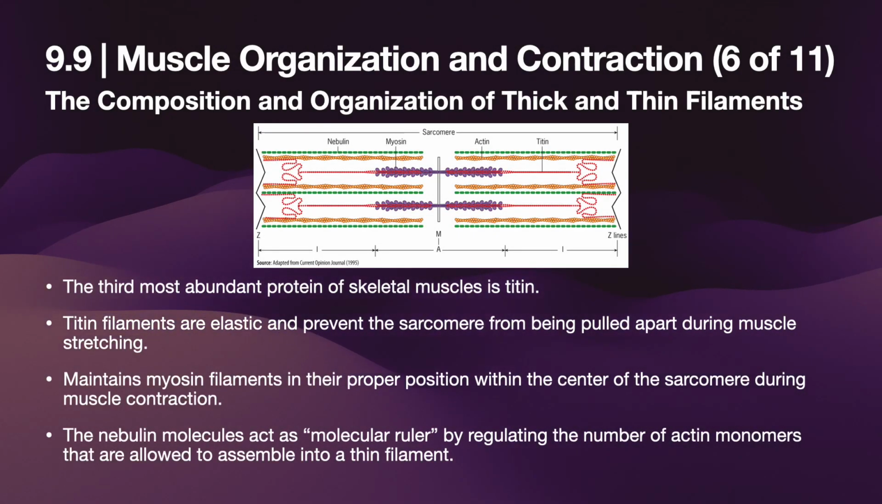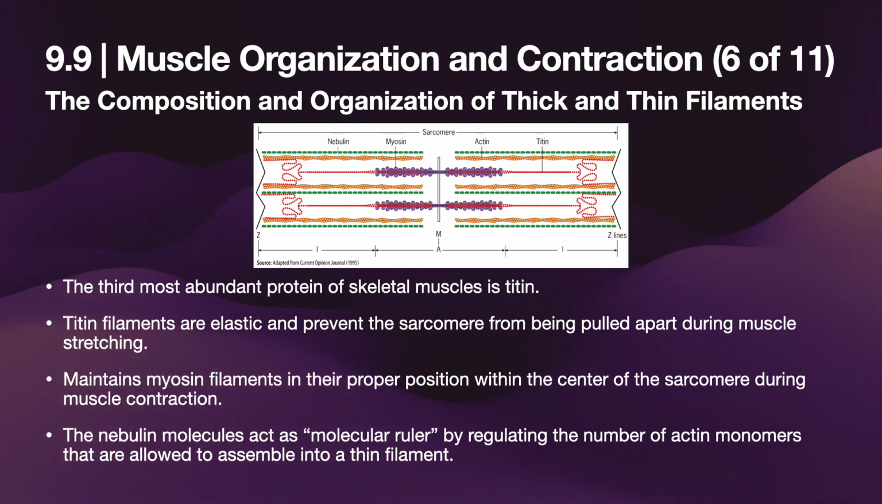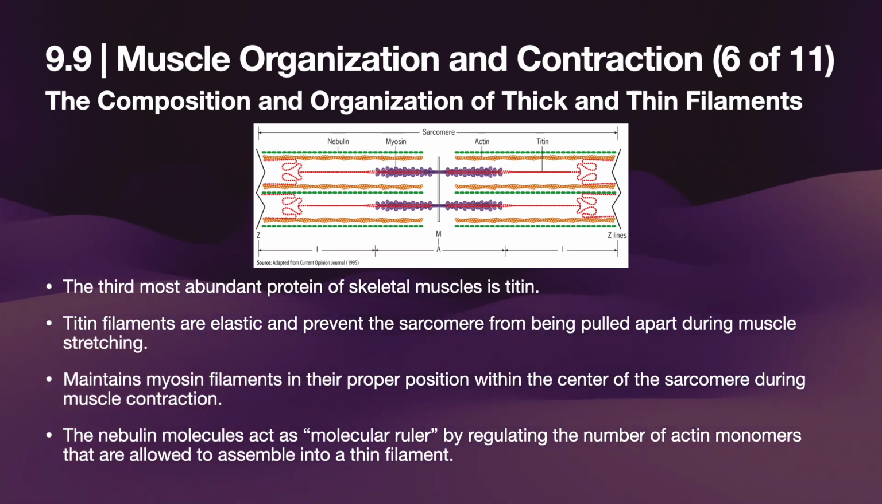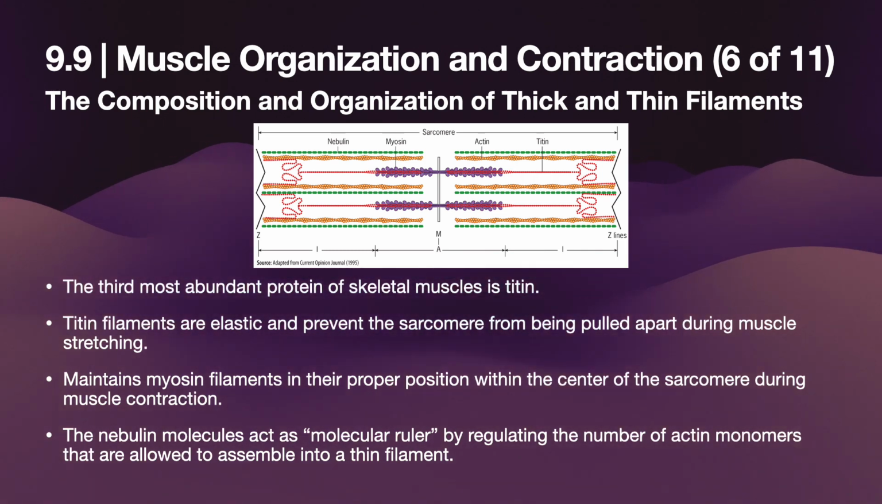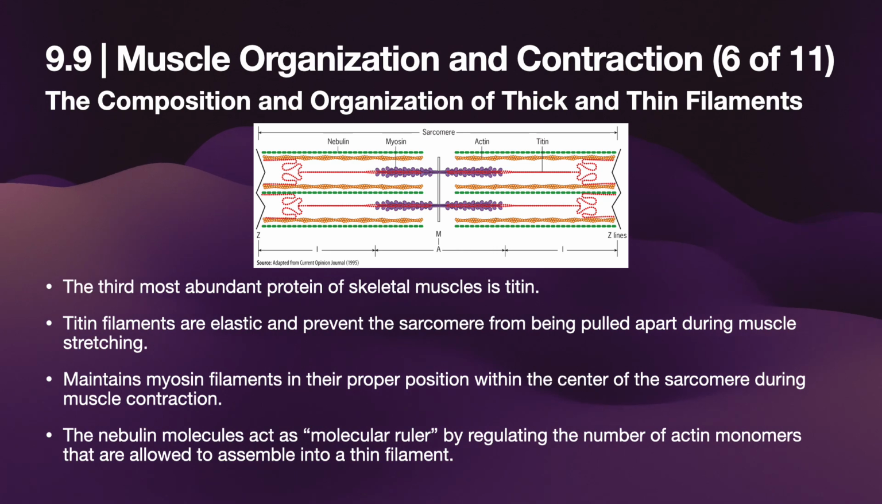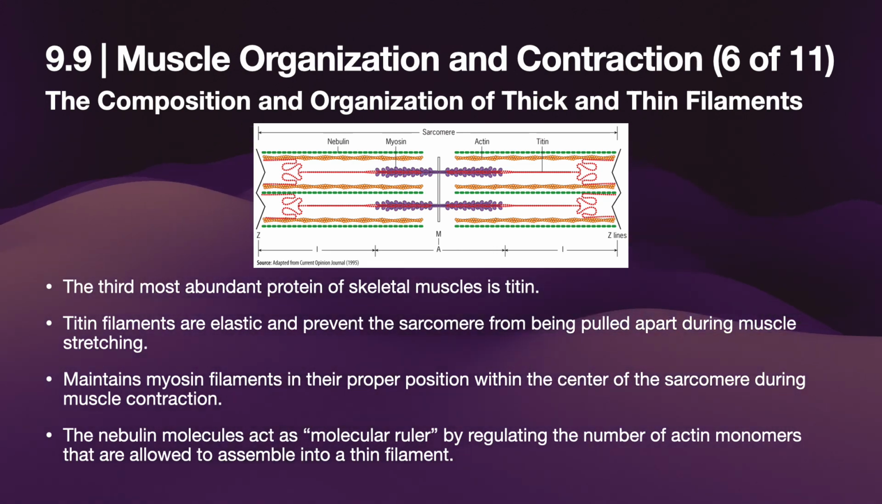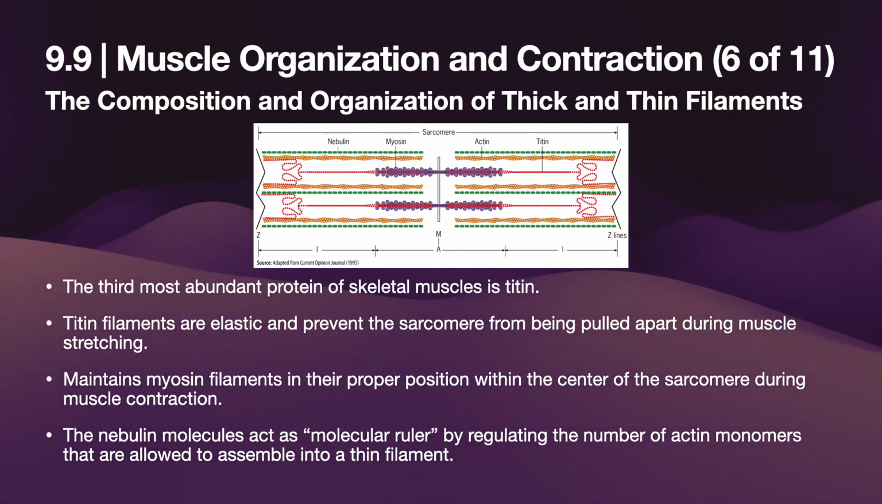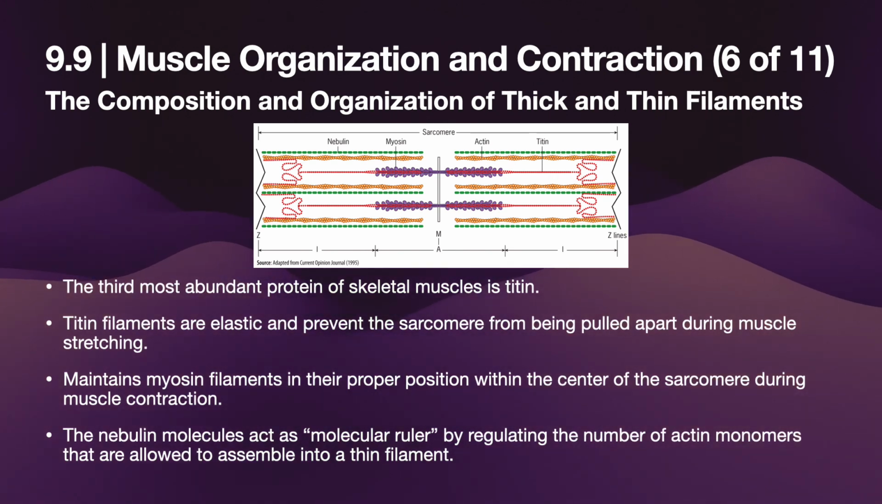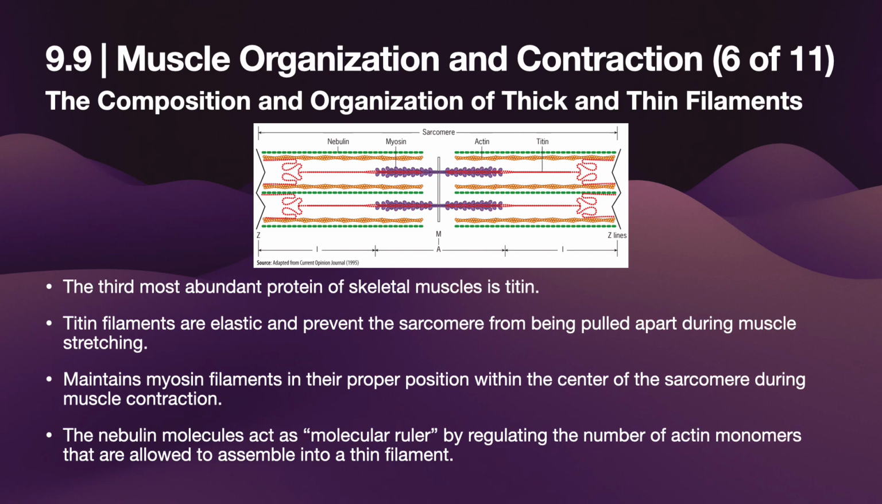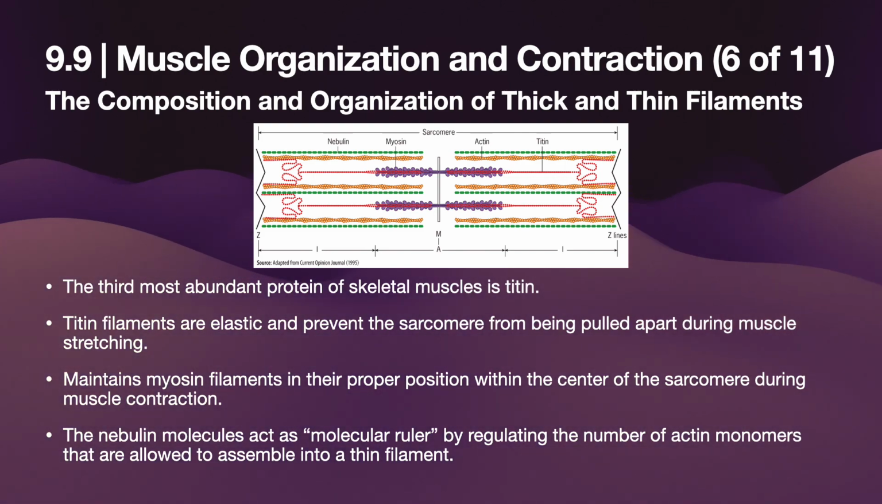And the third most abundant protein of your skeletal muscles is titin. These titin filaments are elastic and they prevent the sarcomere from being pulled apart during muscle stretching. Titin maintains myosin filaments in their proper position within the center of the sarcomere during every muscle contraction. The nebulin molecules act as a molecular ruler by regulating the number of actin monomers that are allowed to assemble into a thin filament.